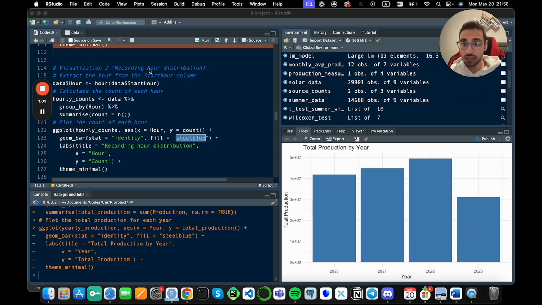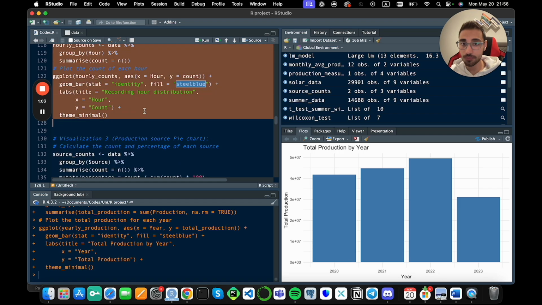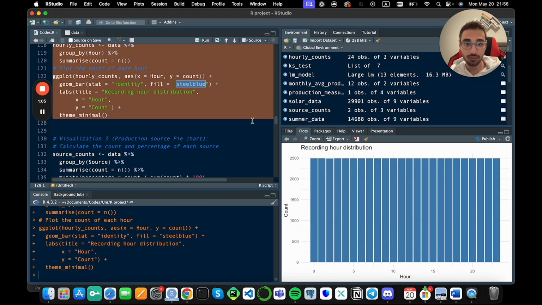The next one is, let me see, recording hour distribution. As we can see, for example, 5 in the morning or 3 in the afternoon, we have the same amount of recording in each hour. It means we have recorded the data 24/7 and we didn't miss any hour, and this is a good thing for the reliability of our data.